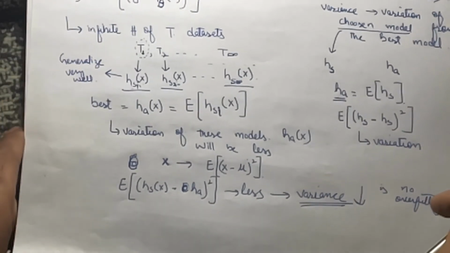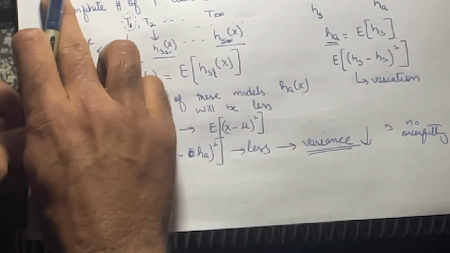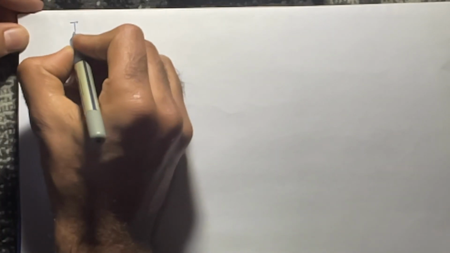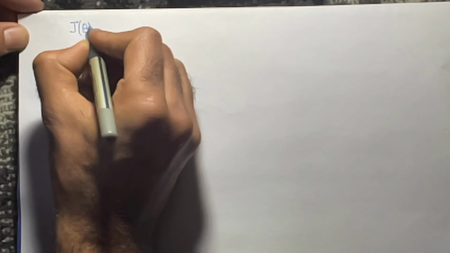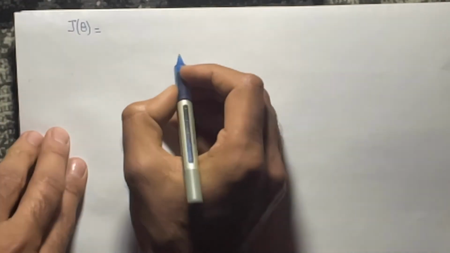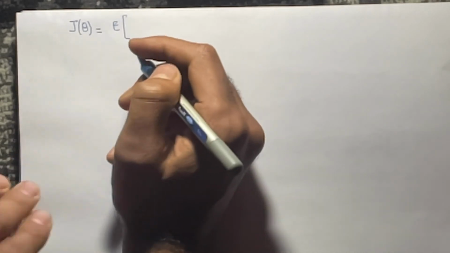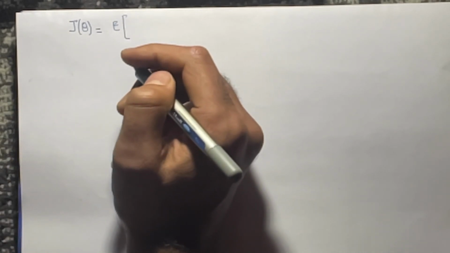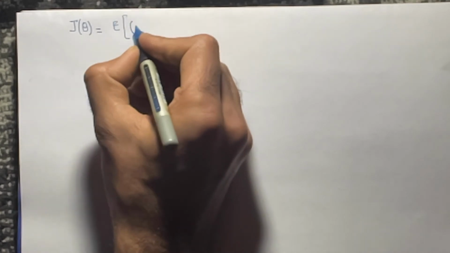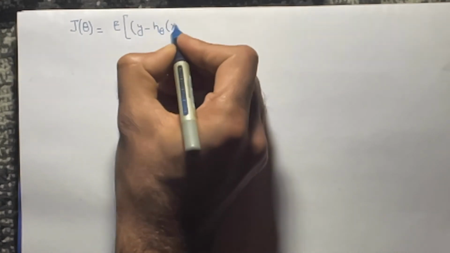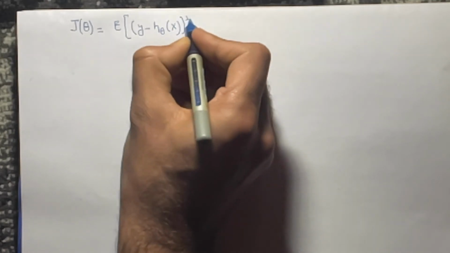Okay, now let's come back to our actual equation. The actual equation was, our actual error, the total error, J of theta, is equal to the expectation of, as I have written, y minus h theta of x, whole square.